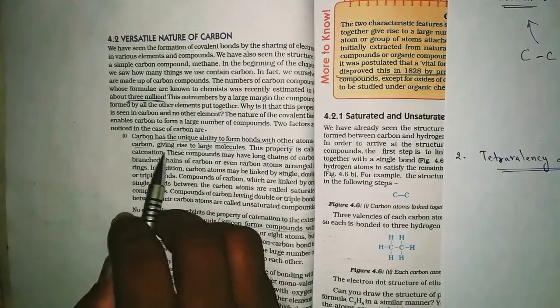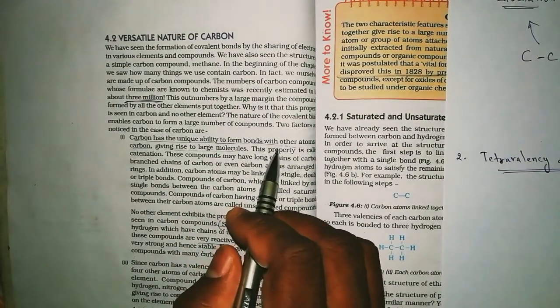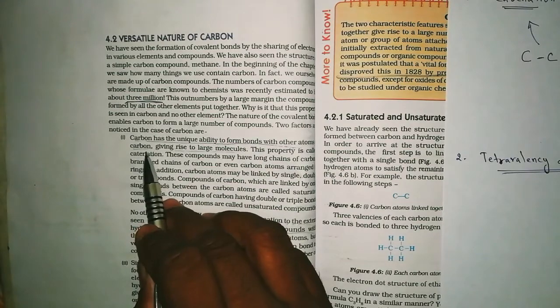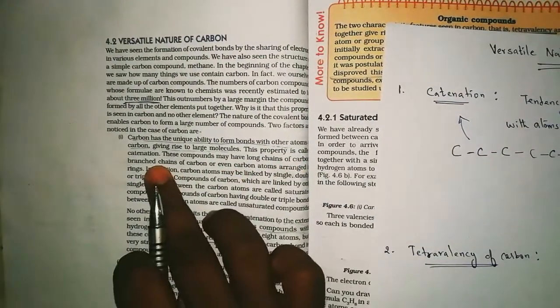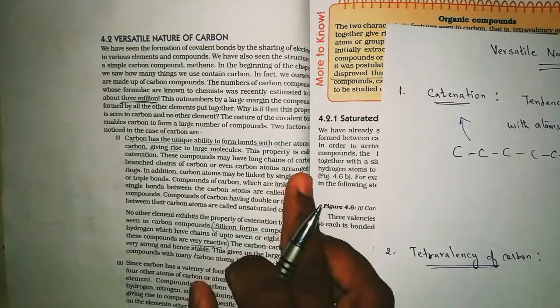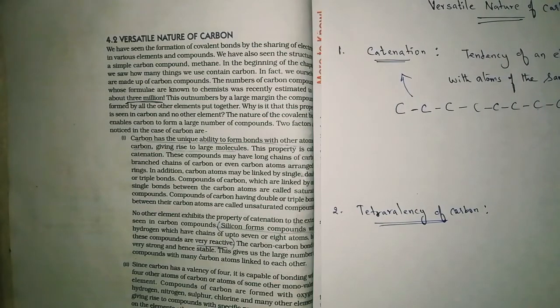Okay, you can see it in your book also. It's given. Carbon has the unique ability to form bond with other atoms of carbon, giving rise to a large molecule. So not only with one carbon, not only with two carbons, they combine with a huge number of carbon. This is the property of catenation. These compounds may have a long chain of carbon. Not only this, they can also form a long chain as well as branched chains.